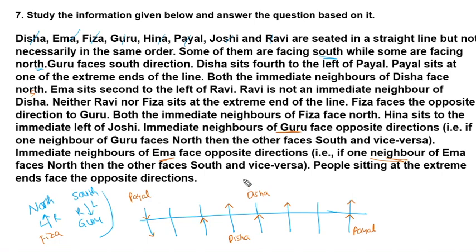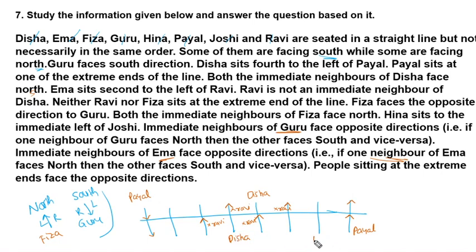Then continue. Emma sits second left of Ravi. Ravi is not a neighbor of Disha. So let's see where I can place Ravi. Ravi I cannot place here. Why? Because Ravi is not at the extreme end of the line. Ravi 1 2, no chance, because Disha is already placed here. Ravi is not a neighbor of Disha, no way. Ravi, this is north. So if I place Ravi here, left means this side, first left, second left, Emma, no chance.